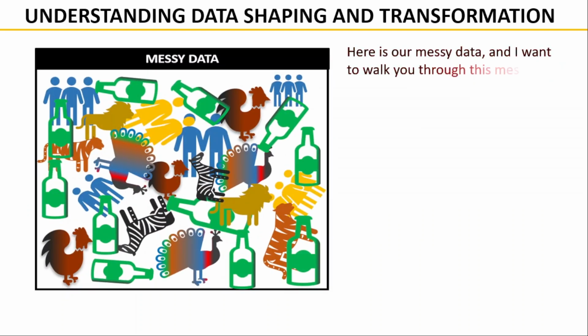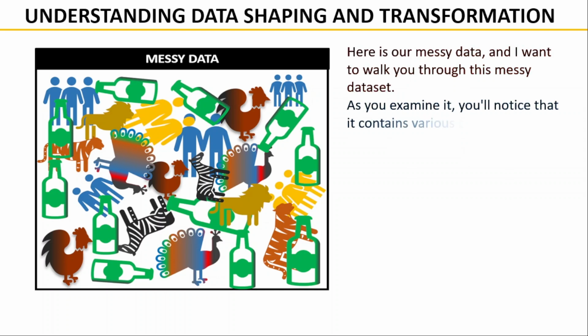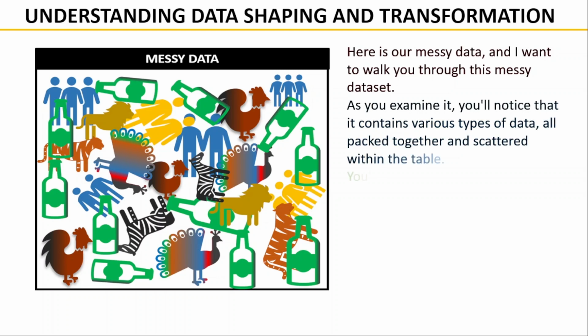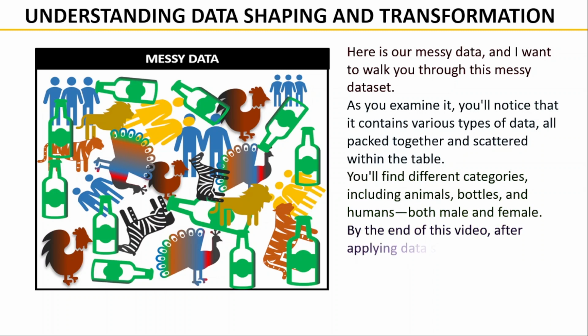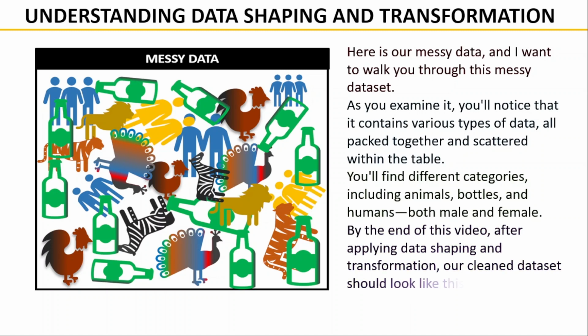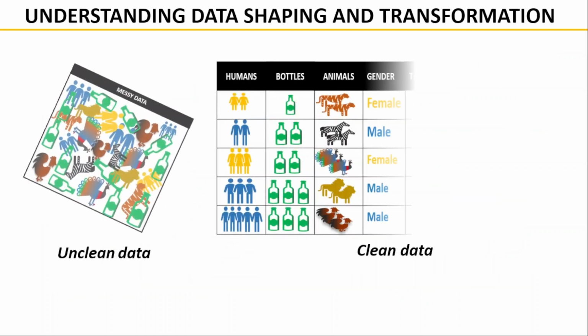Here we have our messy data, and I want to walk you through this messy data set. If you observe the messy data set, you will notice that it contains various types of data, all packed together and scattered within the table. And in this messy data set, you will also find different categories, including animals, bottles, and humans, both male and female. By the end of this video, after applying data shaping and transformation, it is expected that our clean data set should look like this.